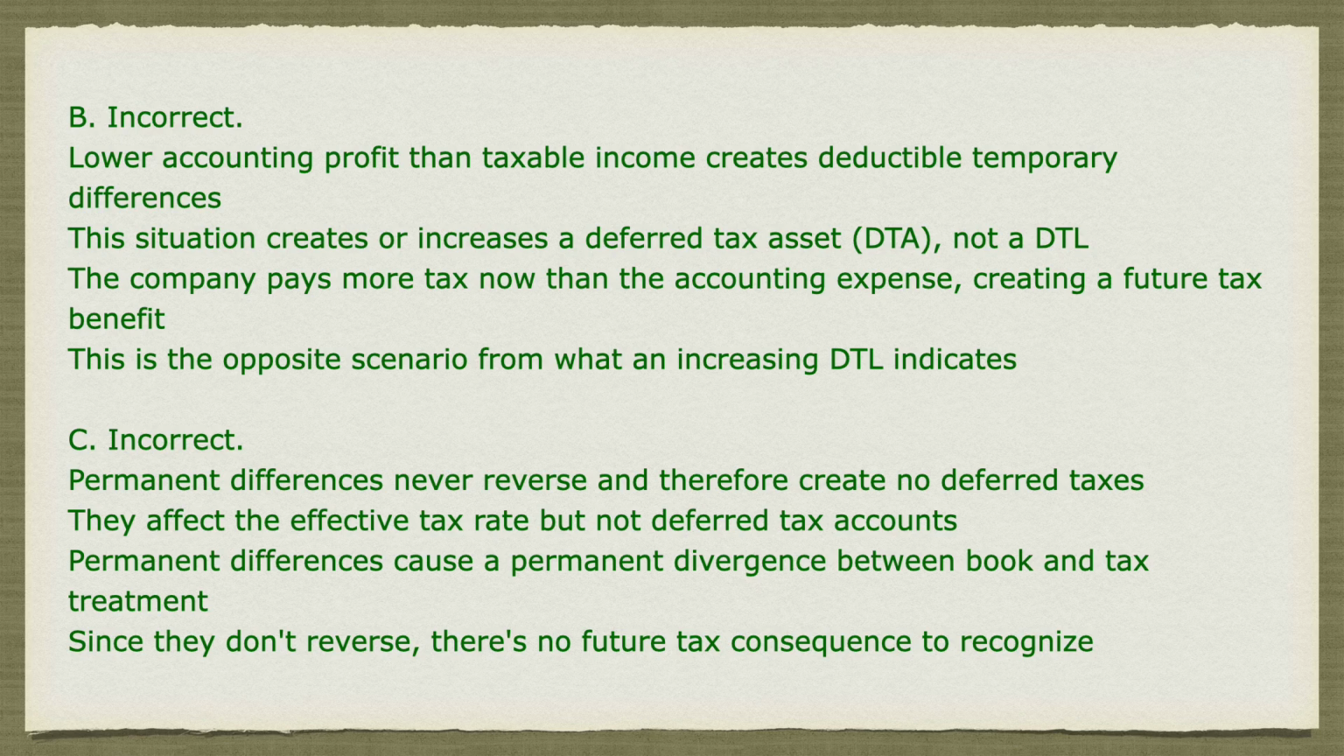C is incorrect. Permanent differences never reverse and therefore create no deferred taxes. They affect the effective tax rate but not deferred tax accounts. Permanent differences cause a permanent divergence between book and tax treatment. Since they don't reverse, there's no future tax consequence to recognize.